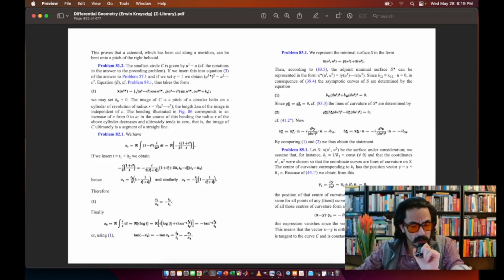So in the course of this bending, the radius r of the above cylinder decreases and ultimately tends to 0. That is, the image of the smallest circle, capital C, ultimately is a segment of a straight line.